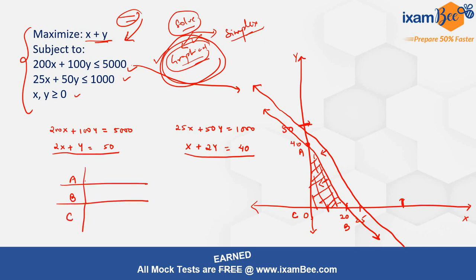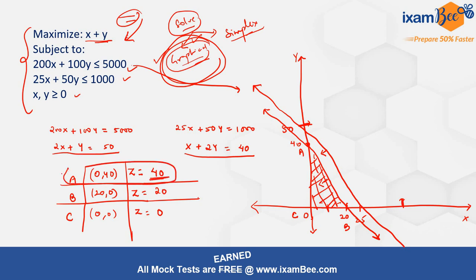Now at these corner points A, B and C, A is what? A is 0, 40, B is 20, 0 and C is 0, 0. Now at these corner points we are going to find out the value of Z, that is our objective function x plus y. So at this particular point the value of Z is 40, at this point the value of Z is 20, and at this point the value of Z is 0. So it is getting maximized here at this value, right?